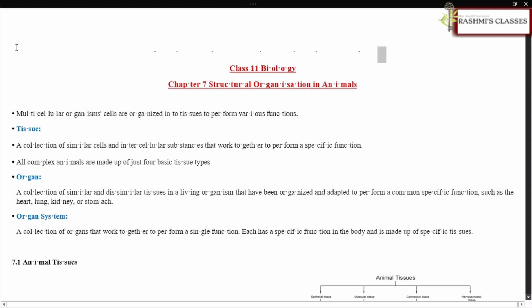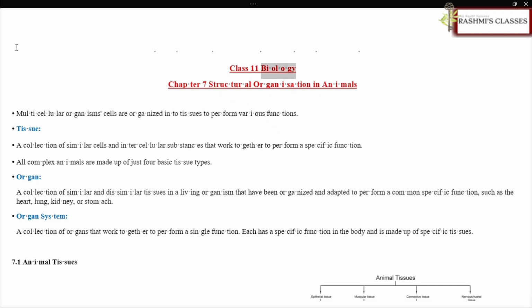Today we'll discuss Class 11 Biology, Chapter 7, Structural Organization in Animals. Multicellular organisms' cells are organized into tissues to perform various functions. Tissue: a collection of similar cells and intercellular substances that work together to perform a specific function. All complex animals are made up of just 4 basic tissue types.